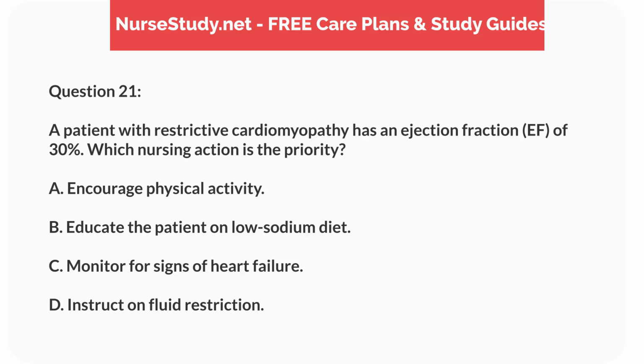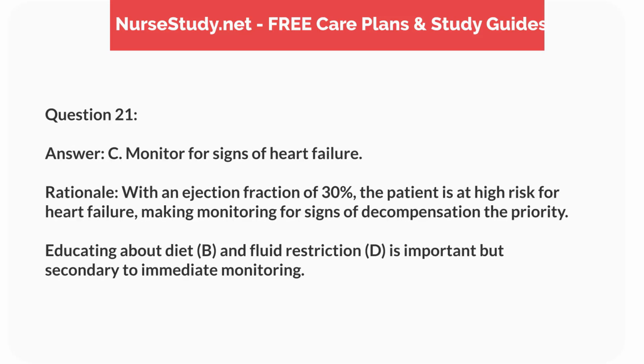Question 21. A patient with restrictive cardiomyopathy has an ejection fraction, EF, of 30%. Which nursing action is the priority? A. Encourage physical activity. B. Educate the patient on low-sodium diet. C. Monitor for signs of heart failure. D. Instruct on fluid restriction. Answer: C. Monitor for signs of heart failure.